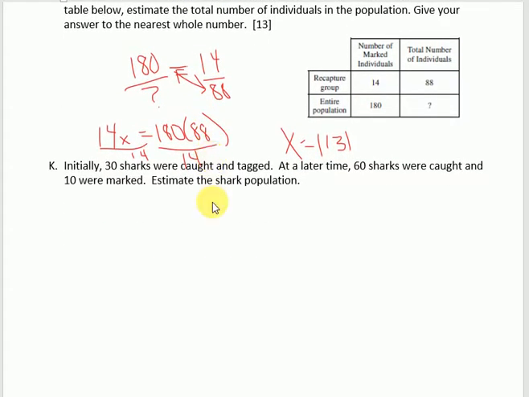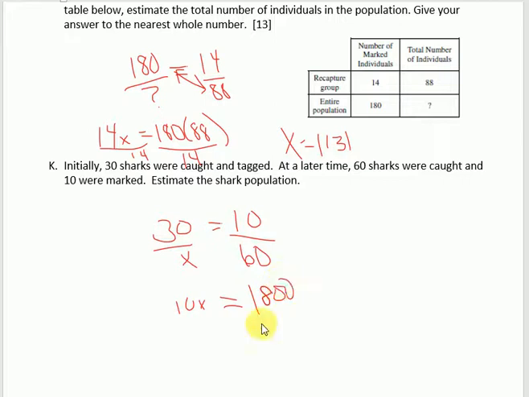individuals, okay? So same thing here. Initially, 30 sharks were caught and tagged. So we have 30. And at a later time, 60 sharks were caught and tagged, and 10 were already marked. So we have 10 here. We have our 60 here. And again, we're going to do that cross math. So we've got 10x, and that's going to equal the 30 times the 60, so we're at 1,800. And then divide that by 10, our x is going to equal 180.